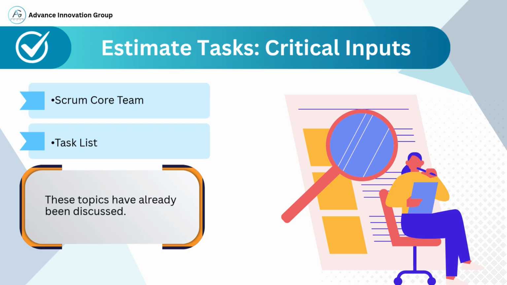This list is the outcome of the Identify Tasks step and includes all the granular tasks required to deliver the committed user stories. Each task in this list must be estimated for effort so that the team can plan its work effectively during the sprint. While these inputs have already been introduced, in the context of effort estimation, they serve as the foundational elements on which the accuracy and feasibility of the sprint plan depend.